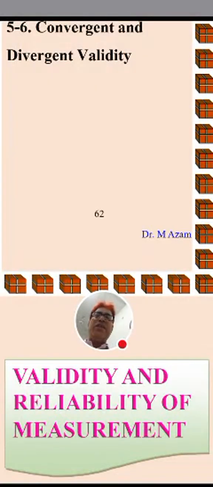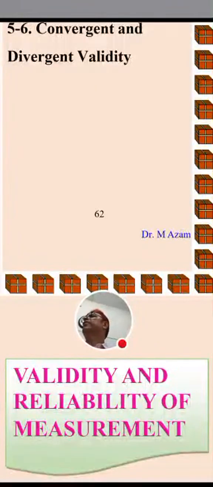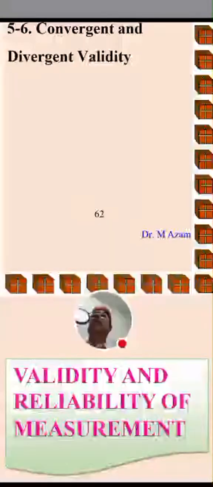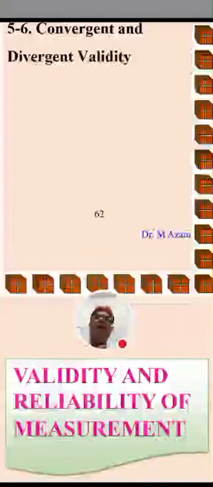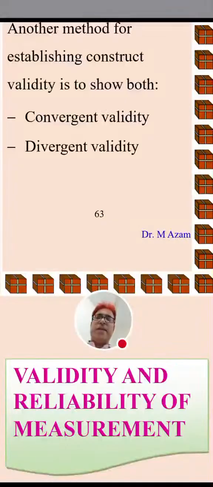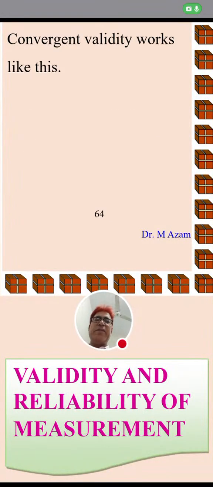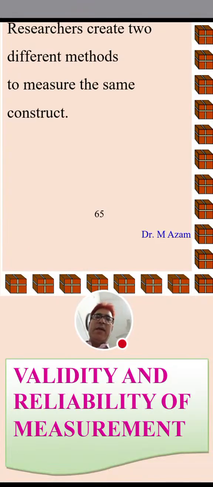Convergent and divergent validity. Fifth and sixth definitions are types of validity: convergent validity and divergent validity. Convergent validity works like this.